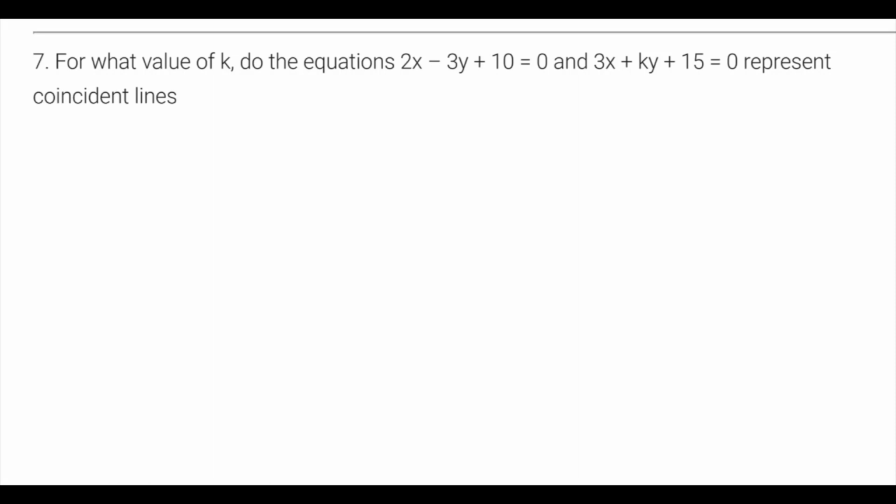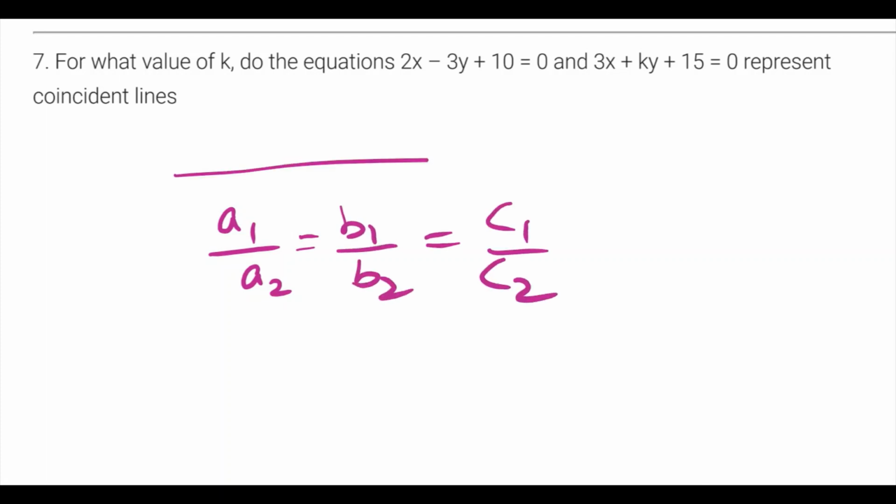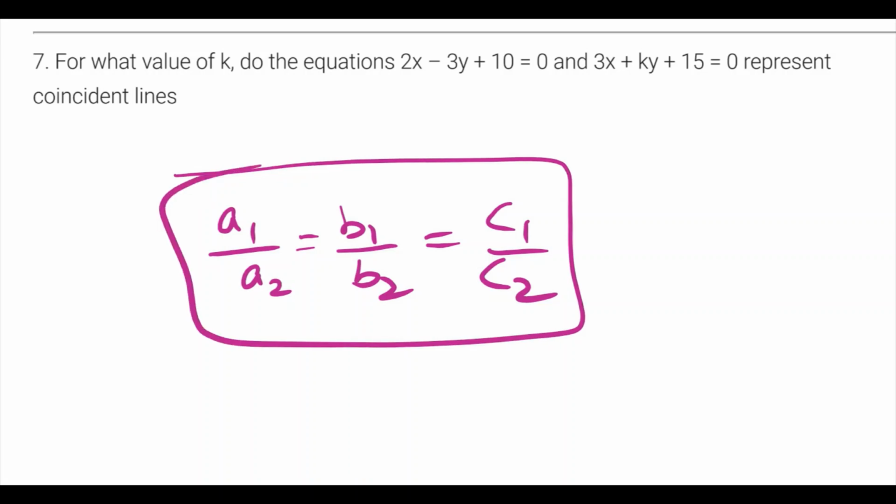Next, seventh question. For what value of k do the equations represent coincident lines? We know the condition that it is a1 by a2 equals b1 by b2 equals c1 by c2. This is our condition. Just substitute the values. 2 by 3 equals -3 by k equals 10 by 15.